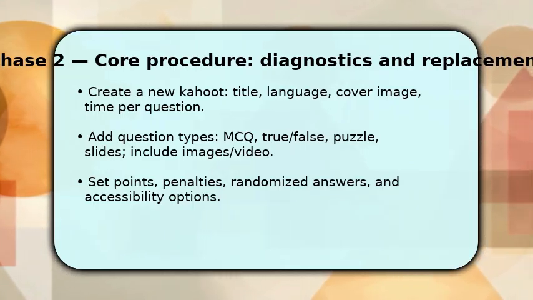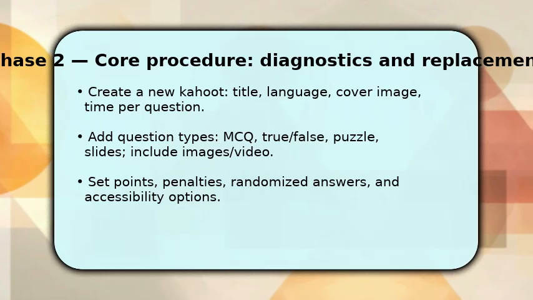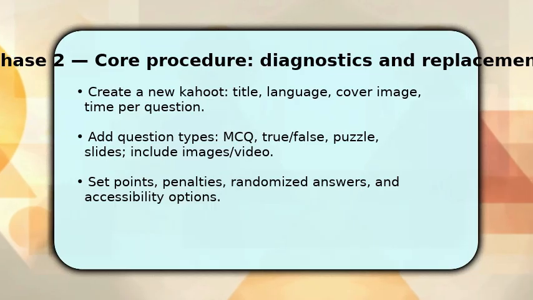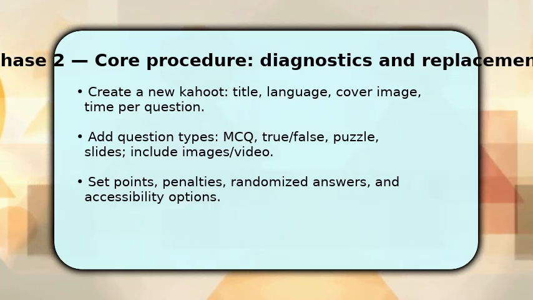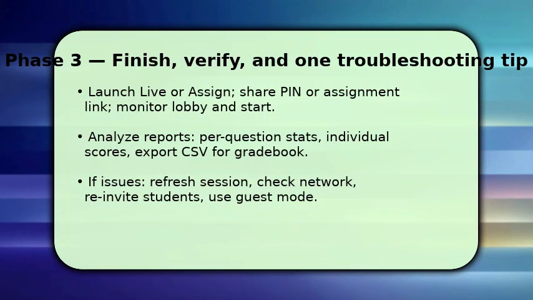Configure scoring, points on or off, penalties for guessing, and randomize answers to prevent copying. Also enable accessibility settings for extra time or color contrast, so all students can participate equitably and you get meaningful data. To finish, launch the Kahoot and share the game PIN for live play or send the link for assignments.